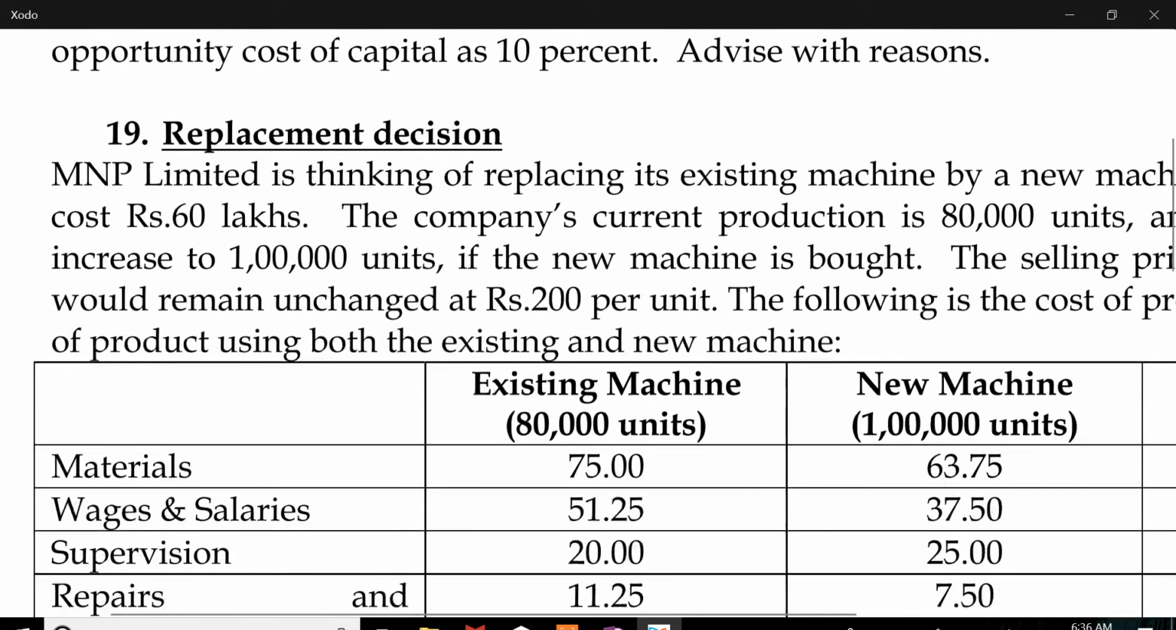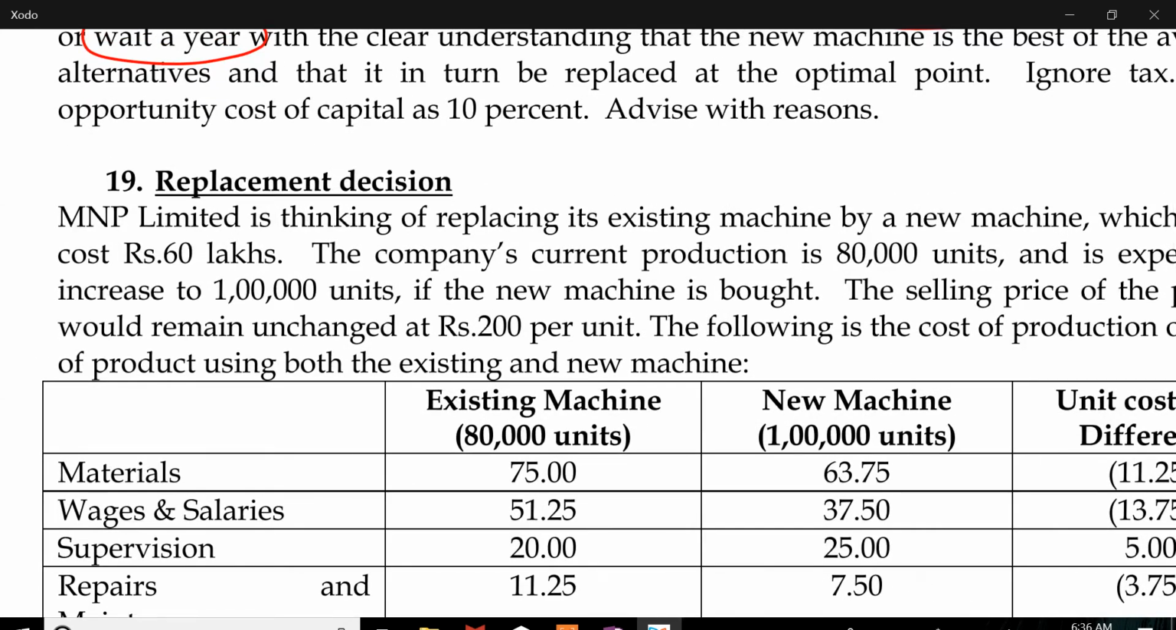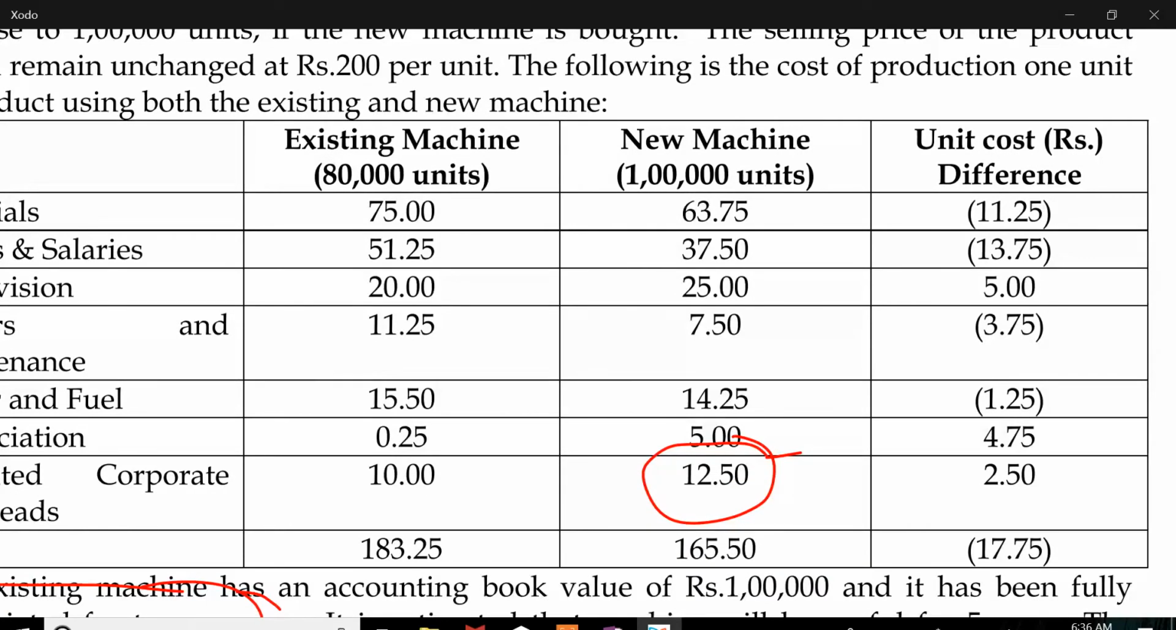Next, question number 19. Point number 1. Book value of existing machine will be 0, as it has been fully depreciated for tax purpose.